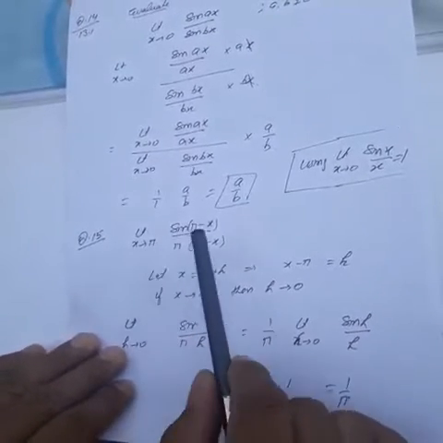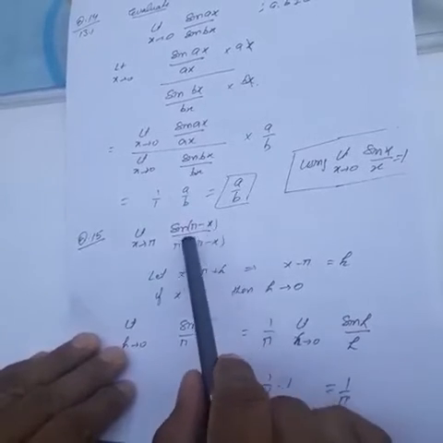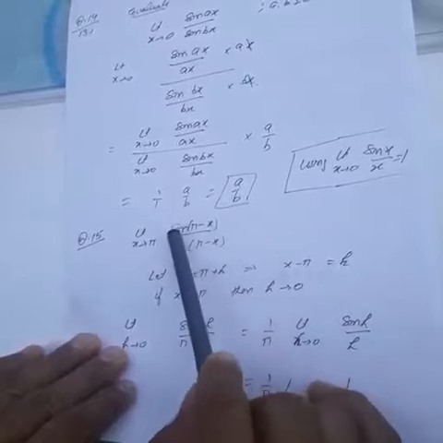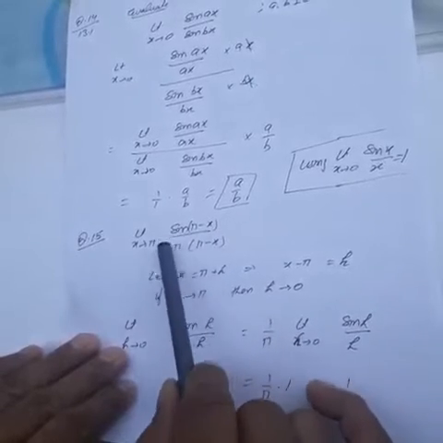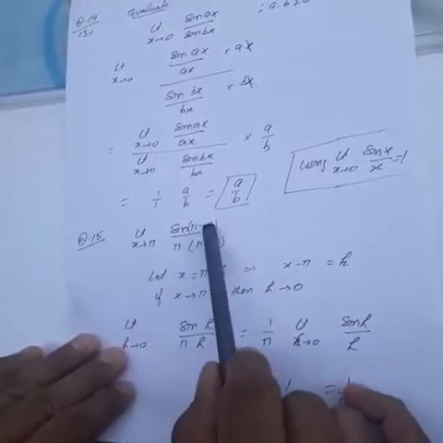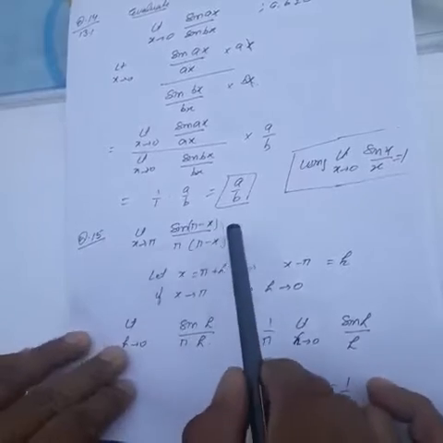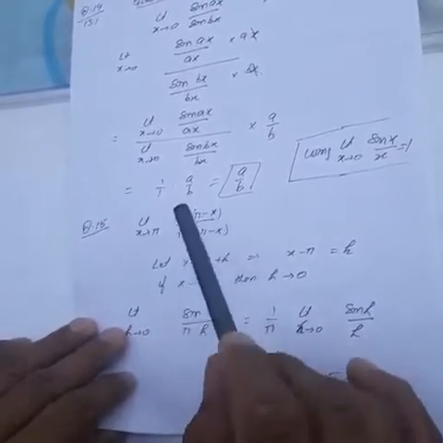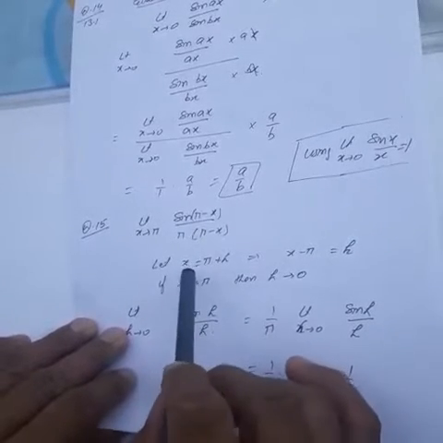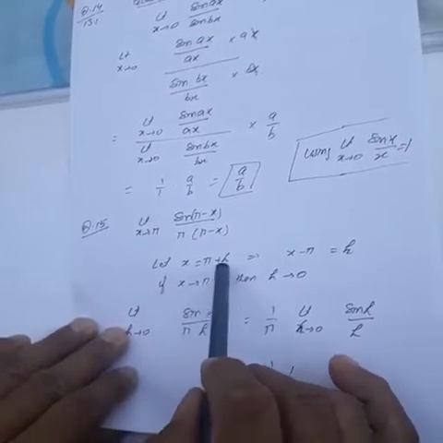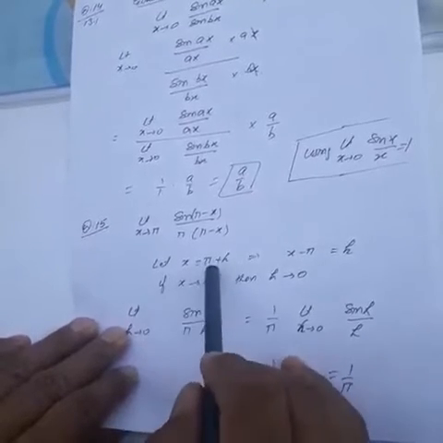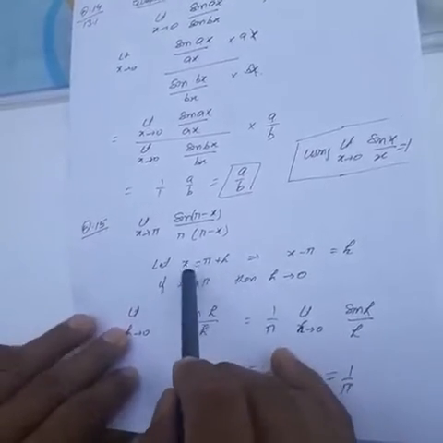Limit x tends to pi of sin pi minus x upon pi into pi minus x. We cannot apply the formula here because this is not in the standard form, you can check. So to reduce into standard form, we will replace x by pi plus h, where h is the variable. You can assume pi plus y also. So here pi plus h.